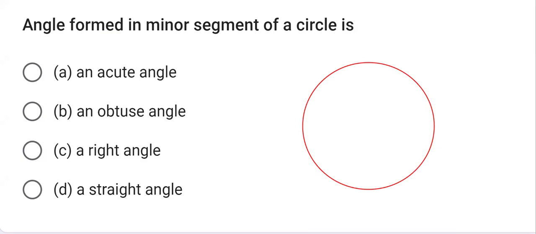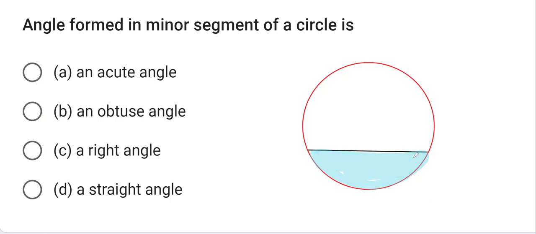So clearly, let's make a chord first. Let's say this is a chord AB. We need to figure out which is the minor segment here. So you can see from the figure, the minor segment is this. The minor segment is the one that is smaller than a semicircle.